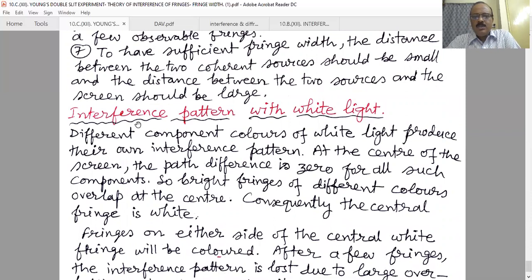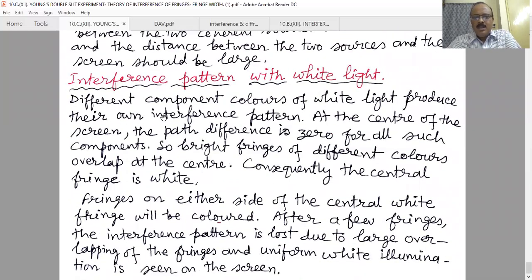Now, interference pattern with white light. What will happen if we consider white light? The different component colors of white light produce their own interference patterns. At the center of the screen, the path difference is zero for all such components. So bright fringes of different colors overlap at the center. Consequently, the central fringe is white, the central bright fringe. Fringes on the other side of the central white fringe will be colored.